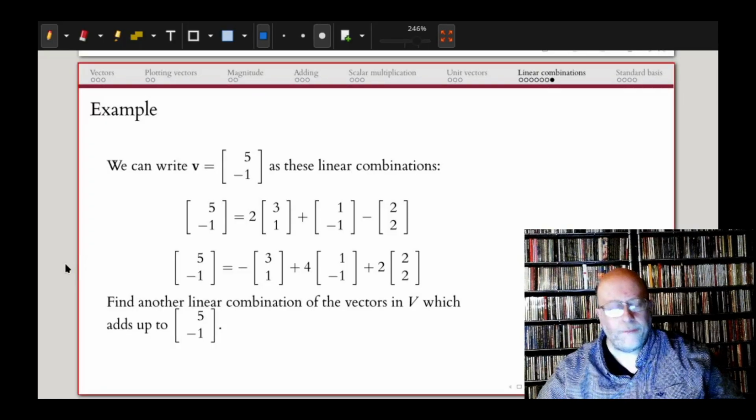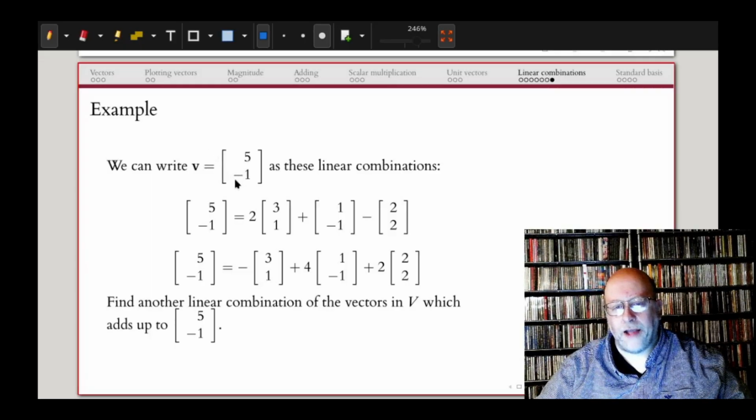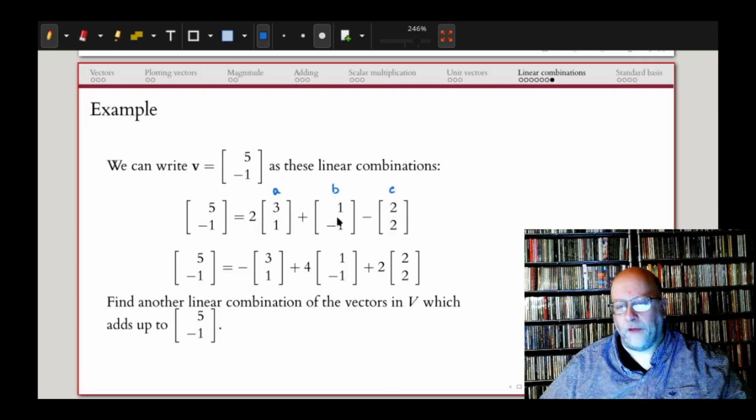Let's look at this example. We can write the vector 5, negative 1 as a linear combination of these three vectors, which I'll call A, B, and C, in two different ways. 5, negative 1 is 2 times A plus B minus C, and it's also equal to negative A plus 4B plus 2C. And our goal is to find another linear combination that also adds up to 5, negative 1.